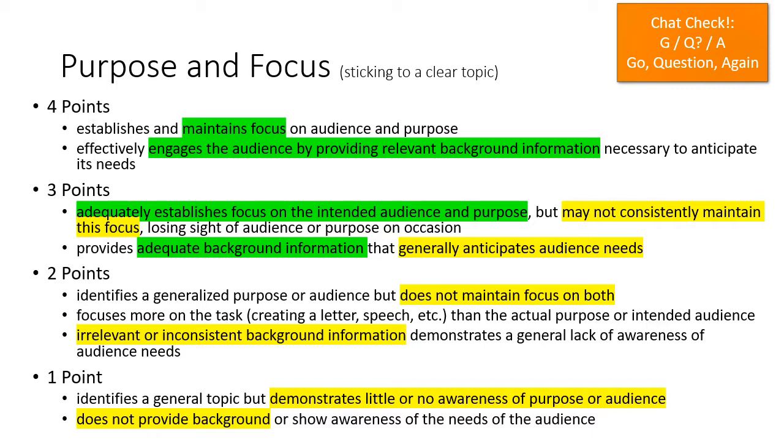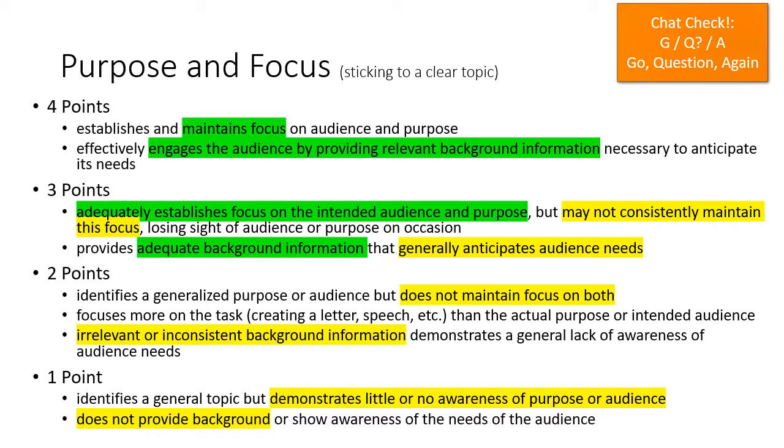On your rubric. So for purpose and focus, the first part of our 4-part rubric, you're going to want to be sticking to a clear topic. To get full credit, you're going to want to maintain focus on your audience and purpose throughout the essay. This is an argumentative essay, so you're going to be maintaining focus on your audience as a group that you want to convince of your correctness. You're also going to effectively engage the audience by providing relevant background information necessary to anticipate its needs.